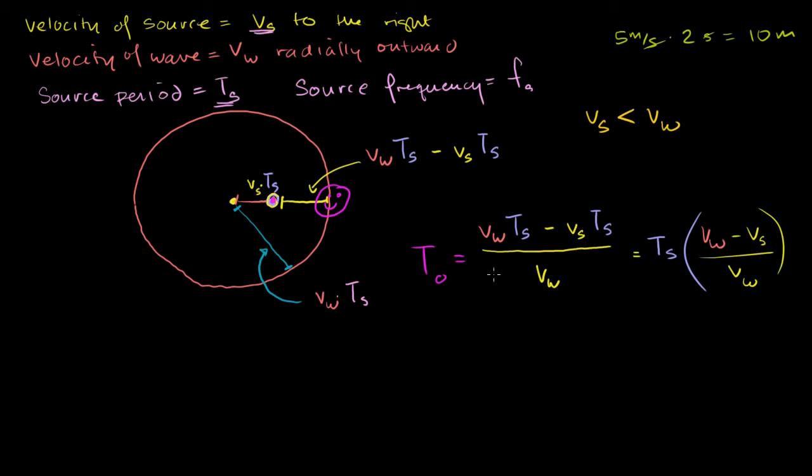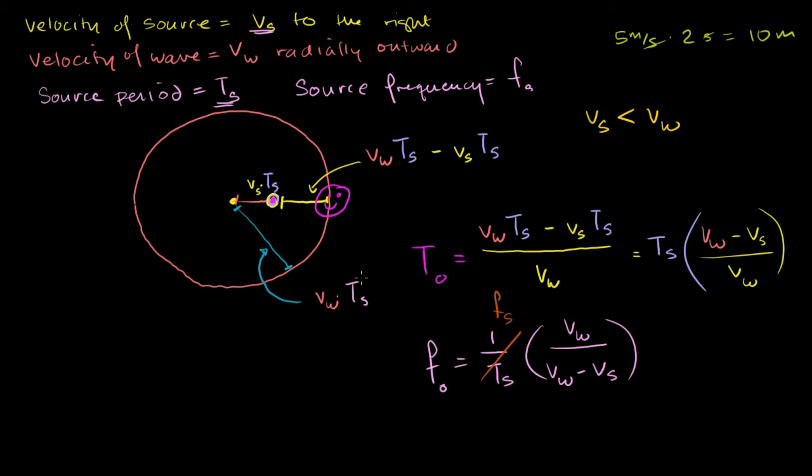Now, if we wanted the frequency, we just take the inverse of this. So the frequency of the observer: this is how many seconds it takes for him to see the next cycle. If you want cycles per second, you take the inverse. So if we take the inverse of this whole expression, we're going to get 1 over t sub s times v sub w over the velocity of the wave minus the velocity of the source. And of course, 1 over the period from the point of view of the source is the same thing as the frequency of the source. So there you have it.